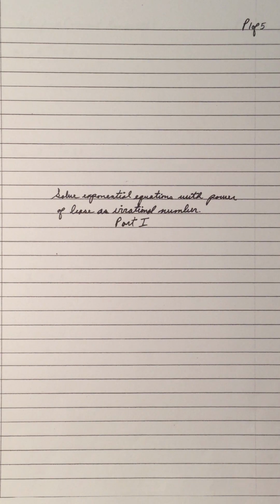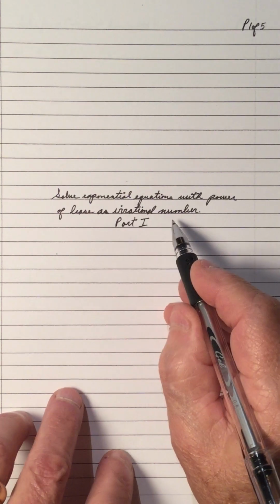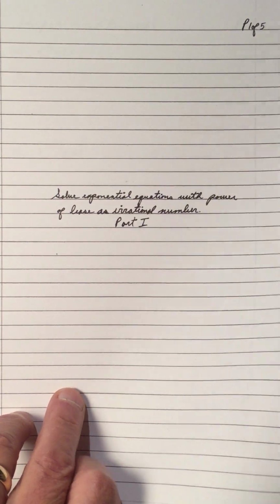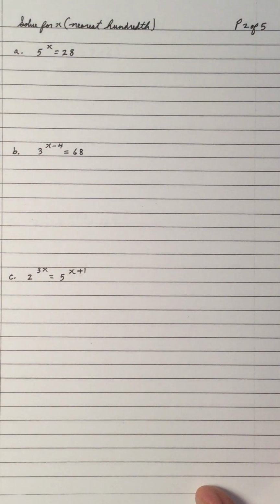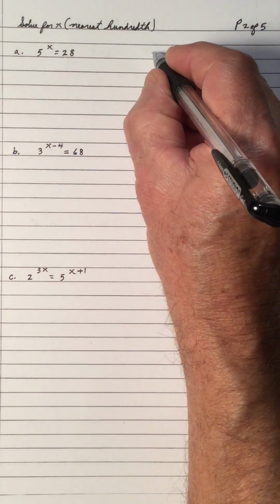Hi, welcome to a video on solving exponential equations with the power of the base as an irrational number, part 1. Solve for x to the nearest hundredth. Notice that 5 to the x equals 28, so let's look.